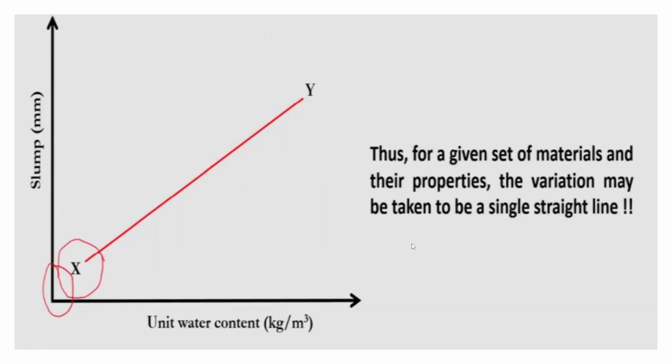So this is what we have discussed, and it has been written here. For a given set of materials and properties, the variation may be taken to be a straight line. It is not exactly a straight line, but it is almost similar to one. That is why we can say slump is a function linearly dependent on unit water content.